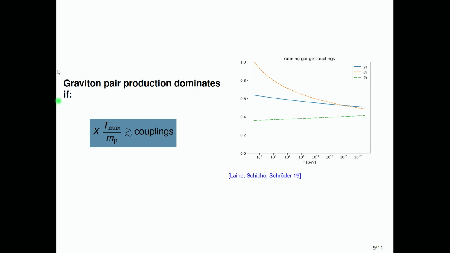So the condition for graviton pair production processes to dominate would be something like this. So x is unknown. This still has to be calculated. Times T max over m Planck has to be larger than the couplings. And these are the couplings in the standard model, g1, g2, g3. And you see that they approach approximately 0.5 at these ultra-high energies. So if x would be on the order of 1, then this would only dominate or play a role if T max over m Planck is very, very close to 0.5, so to speak. But if x would be on the order of 10 or 100, then you would lower your maximum temperature where graviton pair productions become dominant.